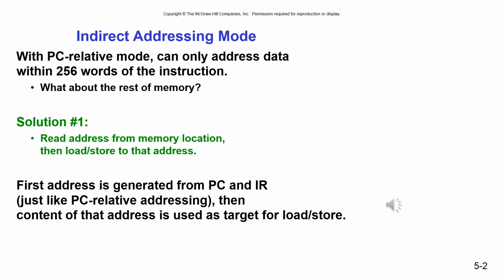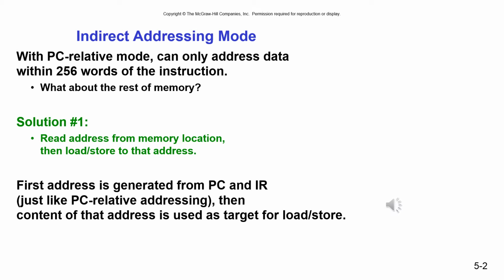The next addressing mode we'll cover is indirect addressing mode. Remember, with PC relative mode, we can only address data within 256 words of the instruction. That's kind of limiting. So how do we access the rest of the memory? I always say that PC relative mode has a leash. And in order to get unleashed, if we need to go further than 256 words or memory addresses, words and memory addresses are the same thing. A word is a memory address. In this case, it's a 16-bit word of memory.